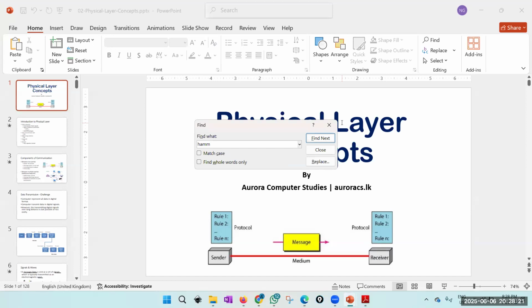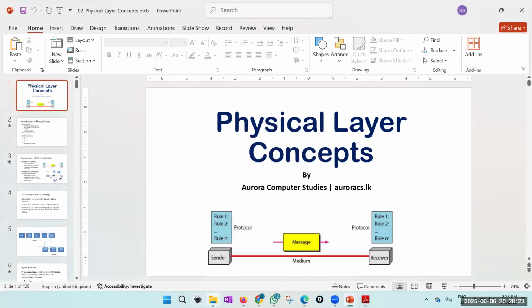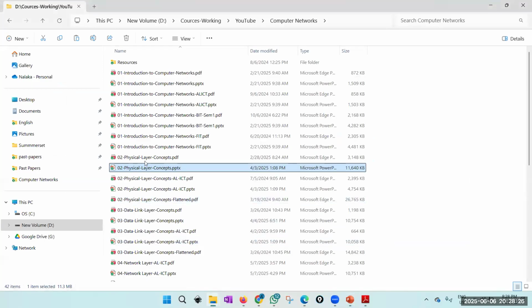It must be physical layer, right? Yeah, it was in physical layer. Sorry, data link layer. Sorry.